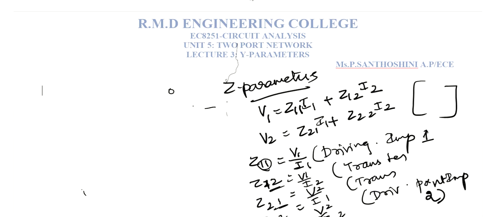Now we are going to see about the Y parameters. So obviously it is quite the opposite of the Z parameters. The Z parameters are called open circuit impedance parameters, so now for the Y parameters, definitely the name is short circuit admittance.